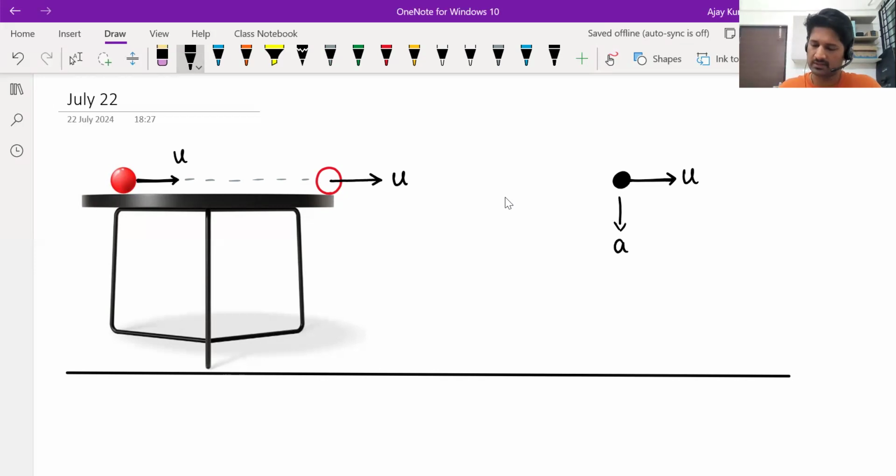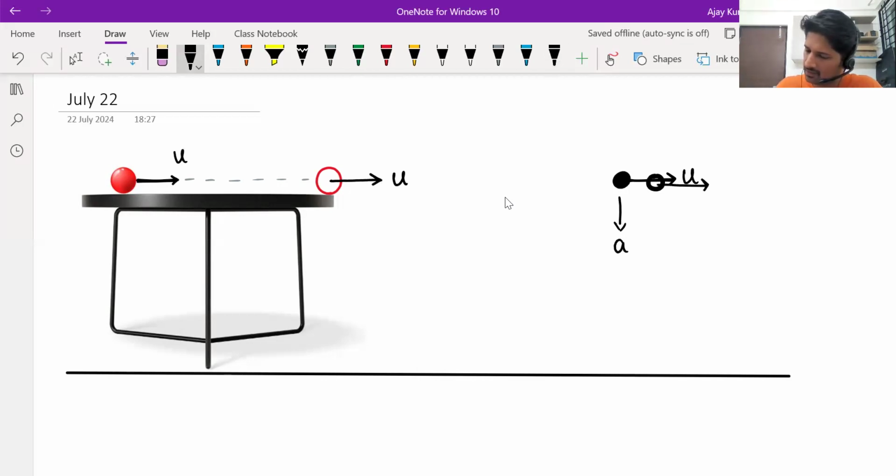Now, since the acceleration is downwards, what will happen is it will gain velocity in the downward direction. So at the next moment, the situation will be like this. The object will move ahead a little bit. Just a little bit it will move. It won't even cover that much gap as I have shown in the diagram. It will have the same x component of velocity.